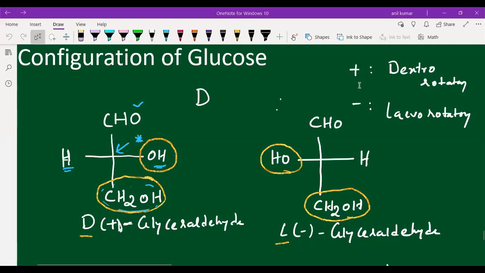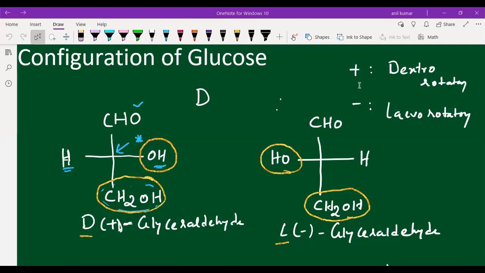Dextro and levo I already said. I am asking about the two together, not what D plus glyceraldehyde is on its own, which is dextro, or L minus glyceraldehyde, which is levo. Together, what do we call D plus glyceraldehyde and L minus glyceraldehyde? There is one specific term, students. These two we call enantiomers.